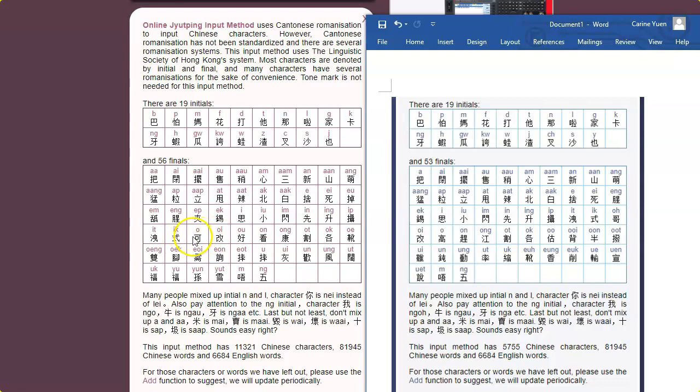And then ho is H-O. If it's G-O, it's go. Goi. And you just ho. Okay, so ho. And then hon. And O-N-G, hong. And got, the same. And then her. Her is here, E-U-H. Her is O-E, yeah. And then sung.